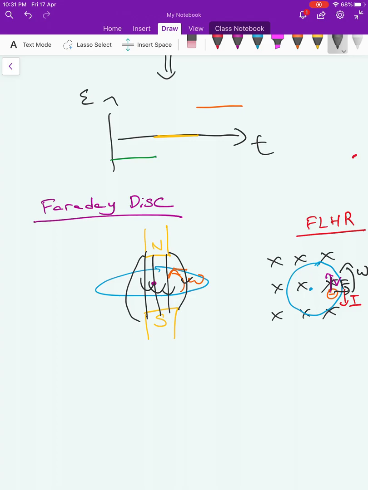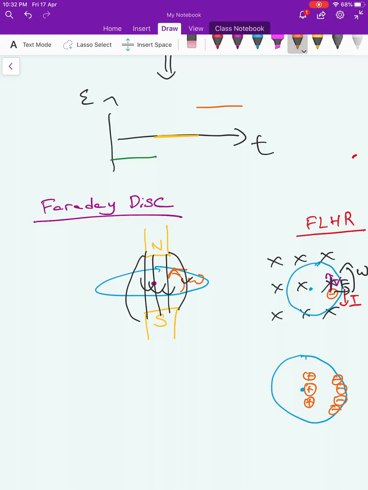So the B field, the electrons will go in this direction, towards the edge. After some time, all the electrons in my metal disc will accumulate at the rim, at the outer part of the disc. Then the inner part is the positive side.